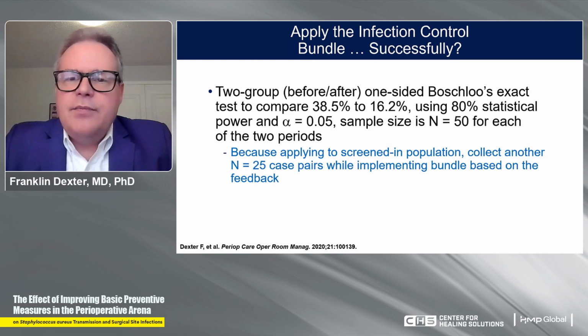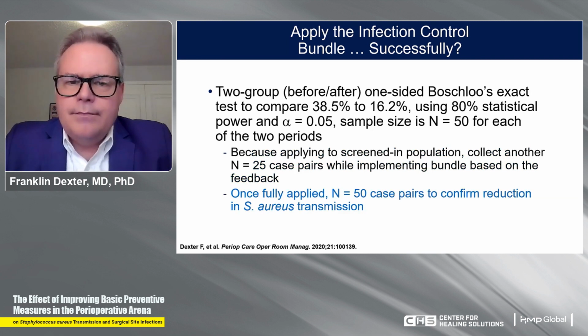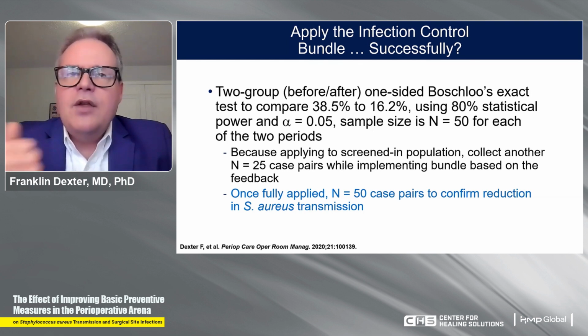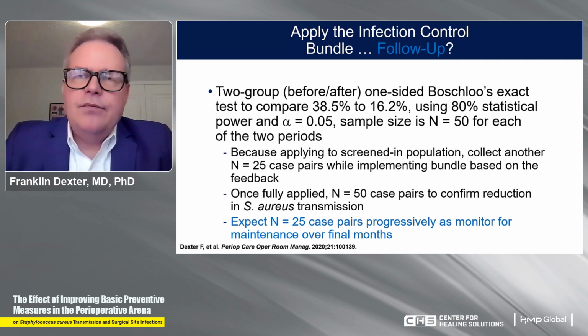You keep on collecting samples while you're implementing the bundle. You can use these samples to provide feedback and identify the specific transmission pathways that you try to block. Then, once you've implemented, while you're receiving the feedback, you'll be collecting another 50 case pairs of data in order to be able to confirm that you've reduced your transmission of Staph aureus. Once Staph aureus transmission is reduced, like in the clinical trial, you're now in a maintenance period. Over many months, you'd collect another 25 case pairs.